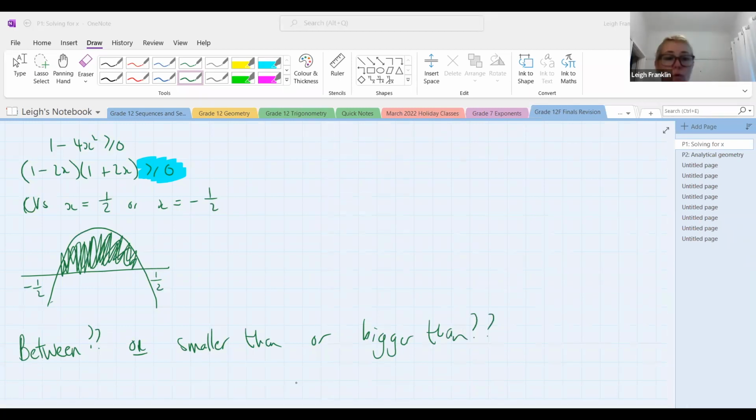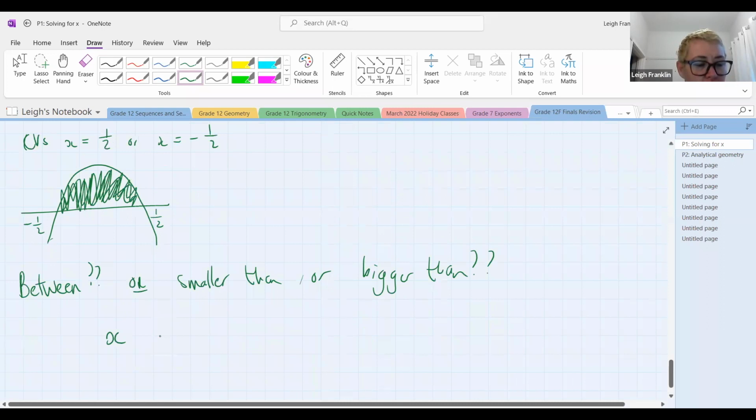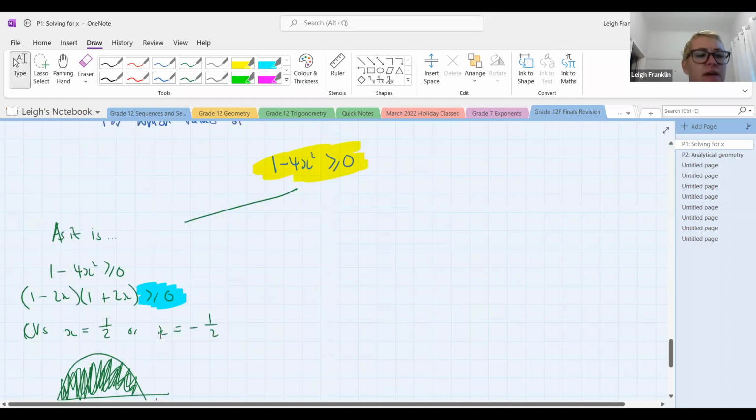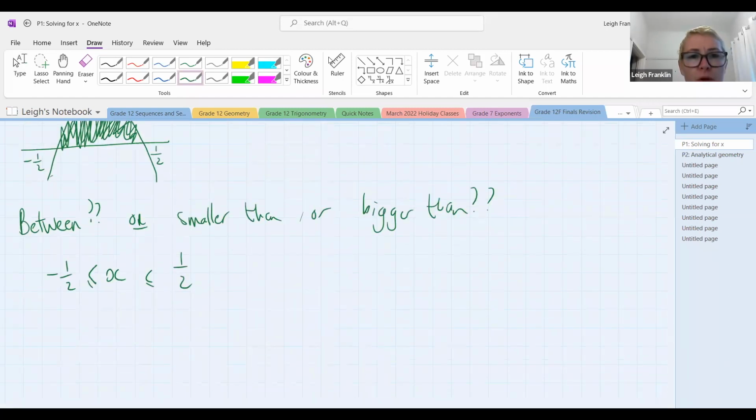It's a between, quite right. Good job, guys. So that means we have to write it like this: x in the middle, greater than minus 1 over 2, smaller than 1 over 2. Were we including our critical values in this case? Yes, we were. So I just need to remember to put those in as well. Okay, lovely. Well done.